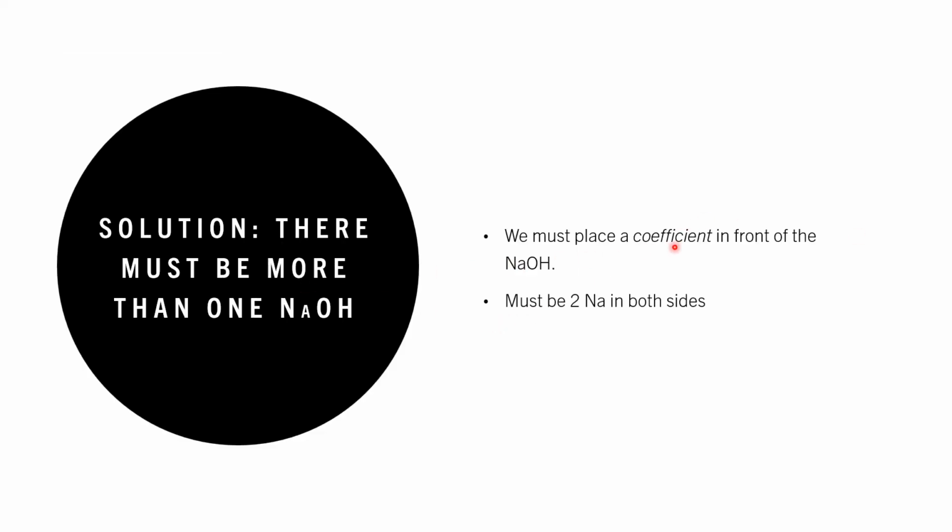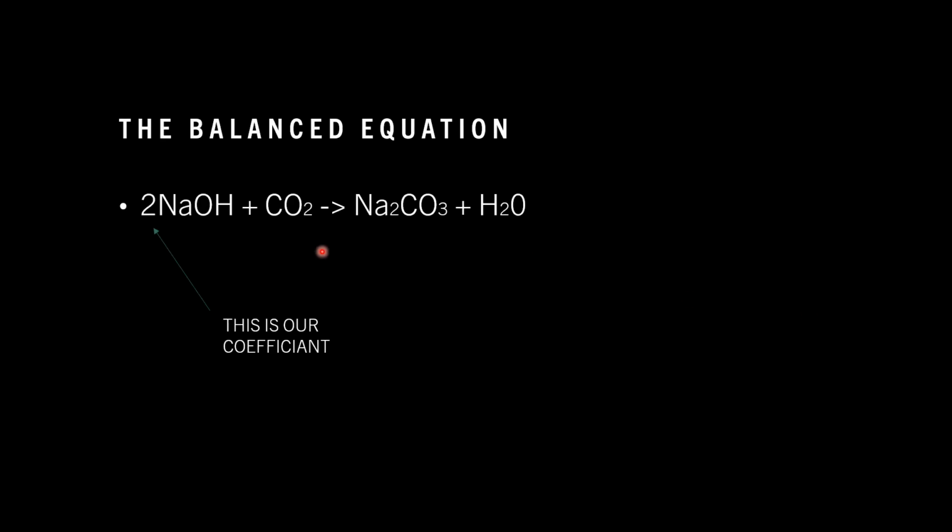So we must put a coefficient in front of the original NaOH, putting a 2 in front of the NaOH on one side of the equation. Here is the total balanced equation. The 2 right here, that way there's 2 Na's on both sides of the equation, which just ends up balancing out the total equation.